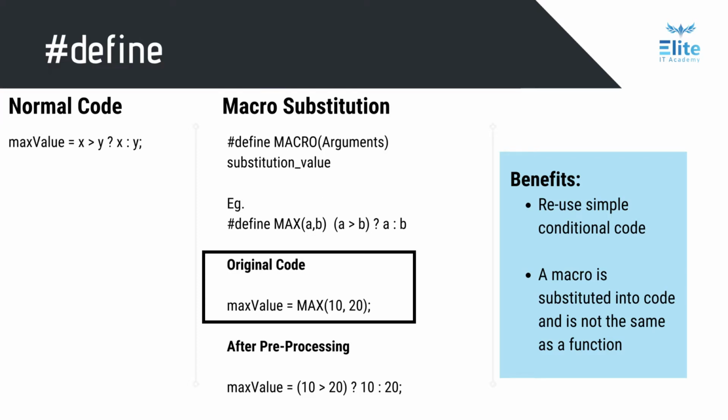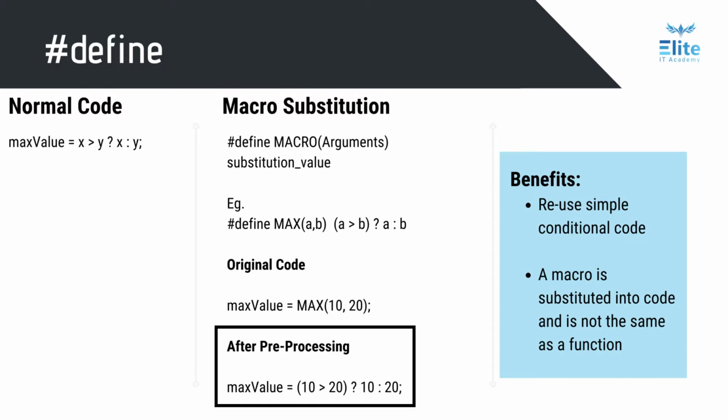When used in the code as follows, m is equal to max of 10, 20, the preprocessor will substitute it as m is equal to 10 greater than 20 question mark 10 colon 20. Note that in this substitution, all occurrences of a are substituted with its actual value of 10 and the same with the macro argument b. A macro is used to make your code more readable. Note that it is a coding convention to write macros and symbolic constants in uppercase to distinguish them from function calls and other variable names.